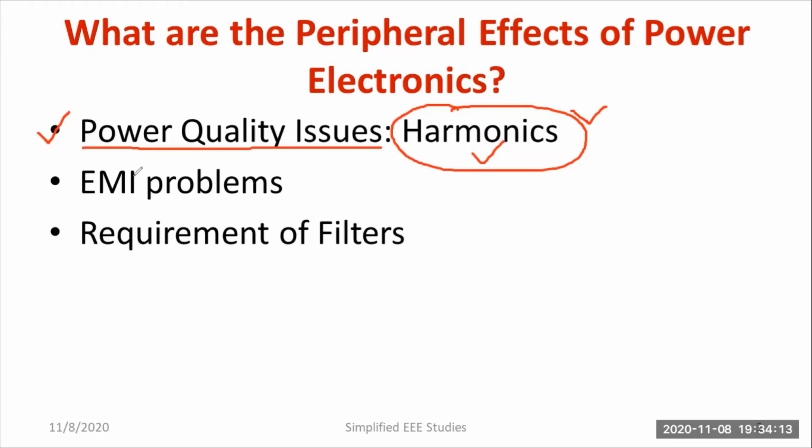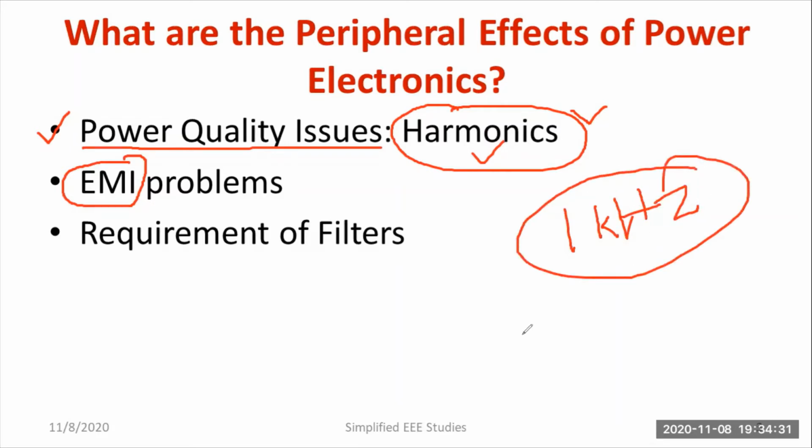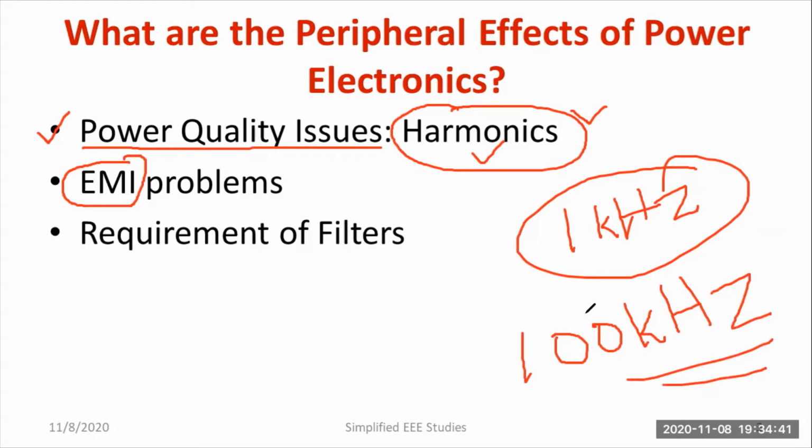Similarly, you are dealing with a high frequency signal because in order to operate switches, we are using a high switching frequency. That means you will be using more than 1 kilohertz, or maybe 100 kilohertz, depending on the application. If you are using a high frequency switching signal, the main problem is that it will interfere with some other communication network. You can refer to this as crosstalk, an EMI problem.